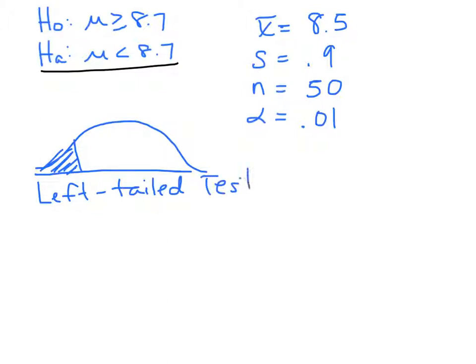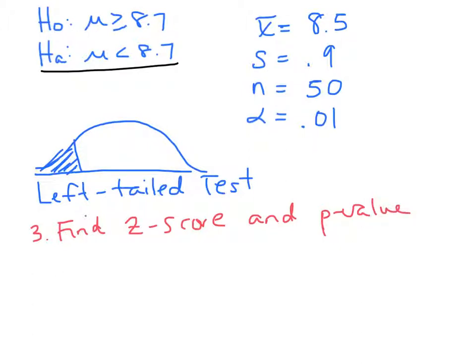Okay, so our next step, step 3, is to find your z-score and p-value. The reason why I like to have this graph drawn out is because we can see the p-value is just a shaded area. So when I find my z-score, I'm going to find the area to the left of it, and that's going to be my p-value. The p-value is just a probability. Okay, so let's find our z-score.